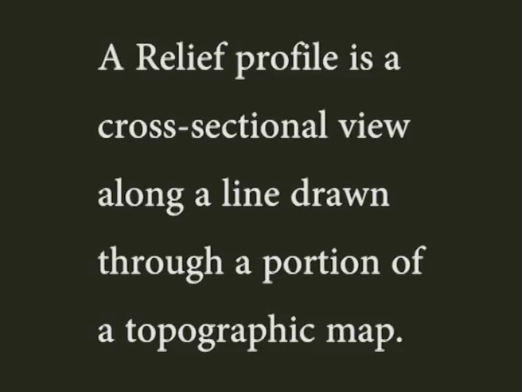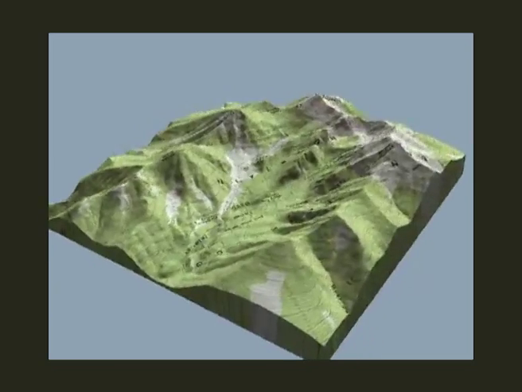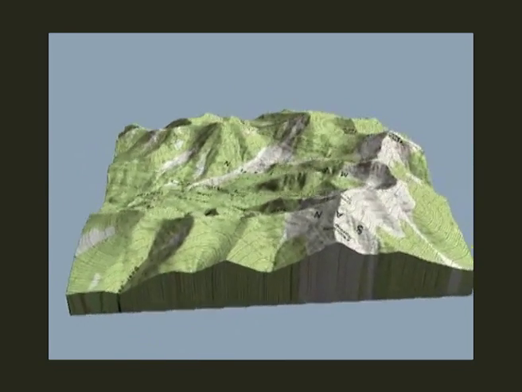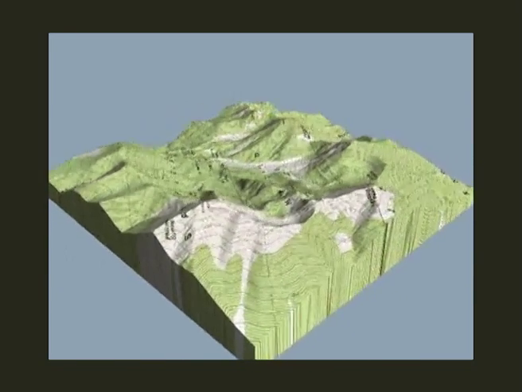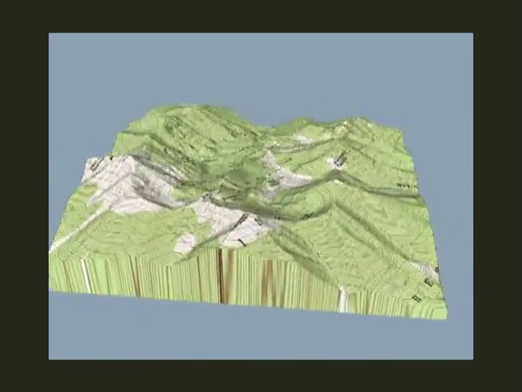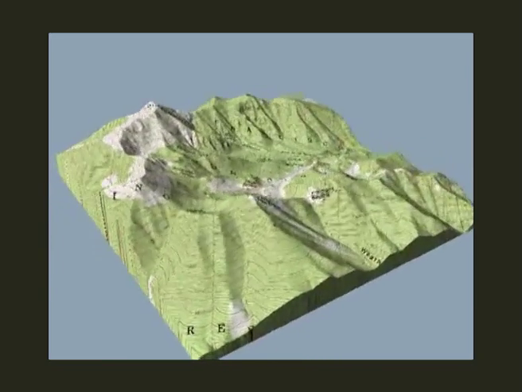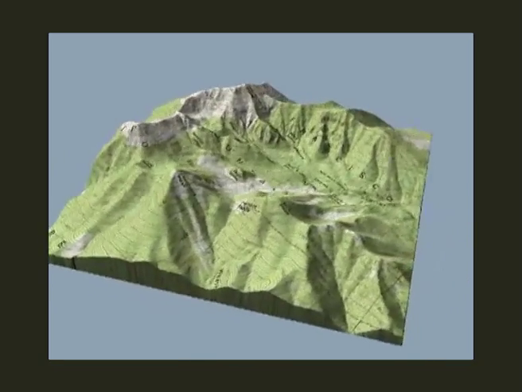A relief profile is a cross-sectional view along a line drawn through a portion of a topographic map. In other words, if you could slice through a portion of the earth, pull away one half and look at it from one side, the surface would be a topographic or relief profile.